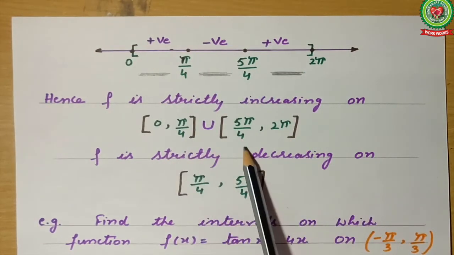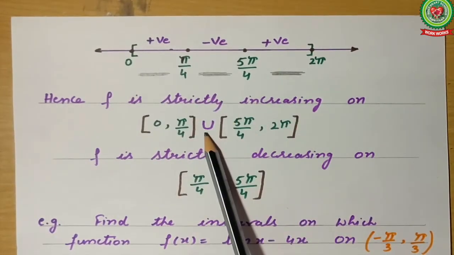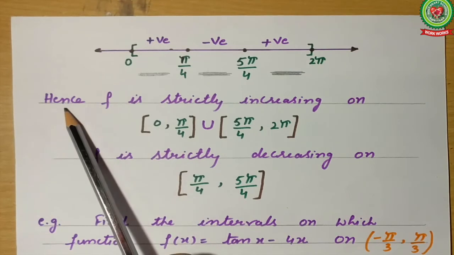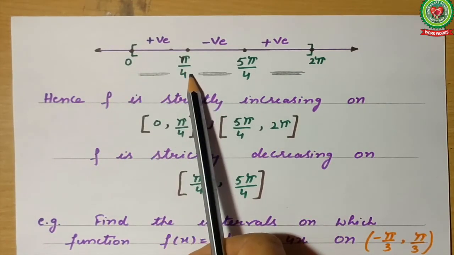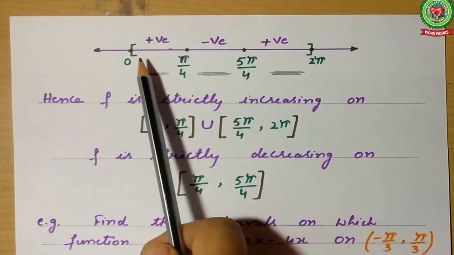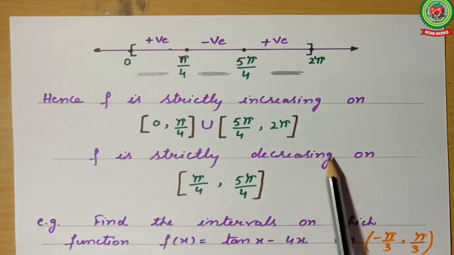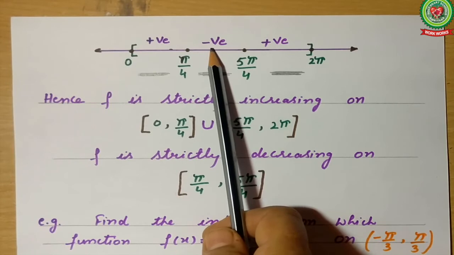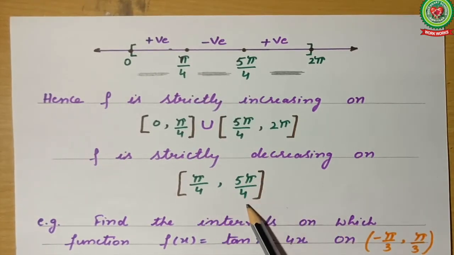We will write down the answer. We have two positive signs, that's why we have a combined answer. Hence f is strictly increasing on [0, π/4] union [5π/4, 2π] because both have the positive sign. And f is strictly decreasing only for the negative sign. So the negative sign interval is (π/4, 5π/4).